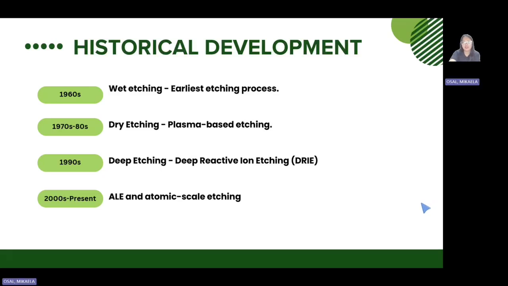Finally, from the 2000s to today, we entered the atomic era. Atomic layer etching or ALE and other precision methods now let us etch materials one atomic layer at a time. These are critical for advanced nodes like 3D NAND and sub-5 nanometer logic devices. Each breakthrough in etching has directly enabled the next generation of electronics.